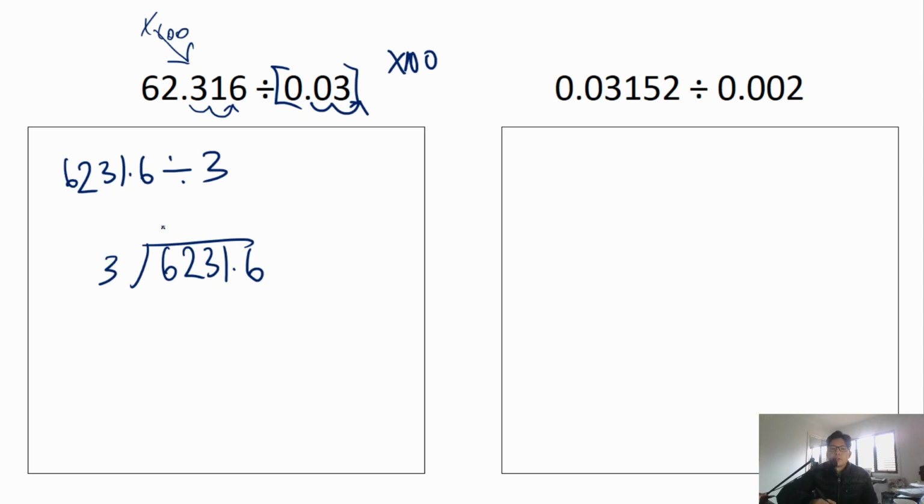Now we just do it like any other division. 3 goes into 6 2 times, no remainder, so go to the next one. 3 goes into 2 0 times, remainder of 2. 3 goes into 23, total of 7 times, with the remainder of 2. 3 goes into 21, another 7 times, no remainder. And 3 goes into 6 twice, and the decimal point goes right above there. So our final answer is 2077.2. Alright, now let's move on to the next question on our right.